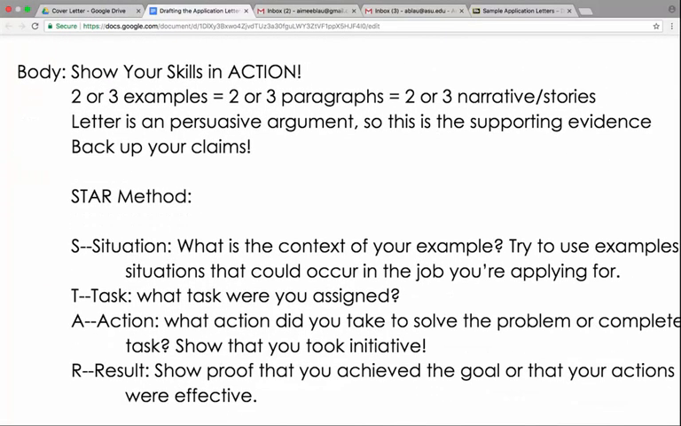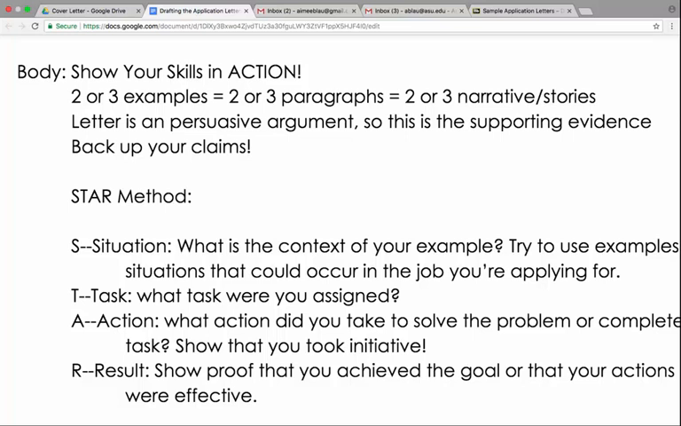In the body paragraphs, this is where you get to show your skills in action. You want your body to have 2 or 3 paragraphs. So you're going to think of 2 or 3 examples or 2 or 3 narratives that you want to share. And that's where you're going to get the material for those 2 to 3 paragraphs.